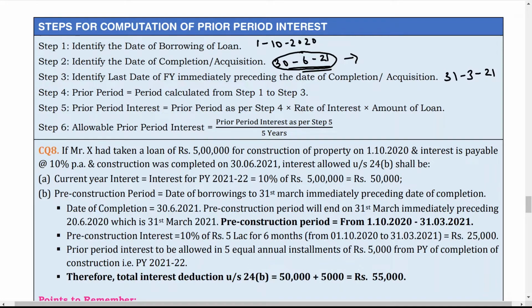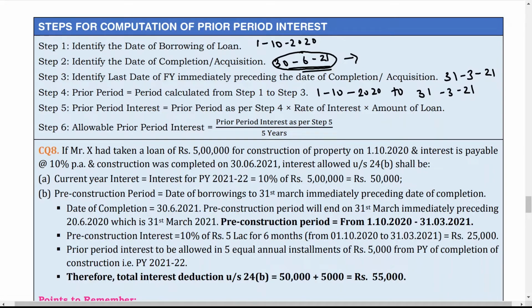Now step number 4, the prior period is the period calculated from step 1 to step 3. So what is your pre-construction period? The pre-construction period starts from 1st October 2020 to 31st March 2021. So this is your pre-construction period.